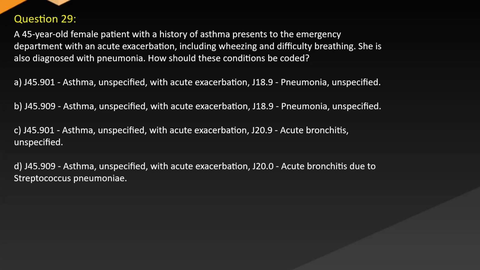A. J45.901, asthma, unspecified, with acute exacerbation, and J18.9, pneumonia, unspecified. B. J45.909, asthma, unspecified, with acute exacerbation, and J18.9, pneumonia, unspecified. C. J45.901, asthma, unspecified, with acute exacerbation, and J20.9, acute bronchitis, unspecified. D. J45.909, asthma, unspecified, with acute exacerbation, and J20.2, acute bronchitis due to Streptococcus pneumoniae.